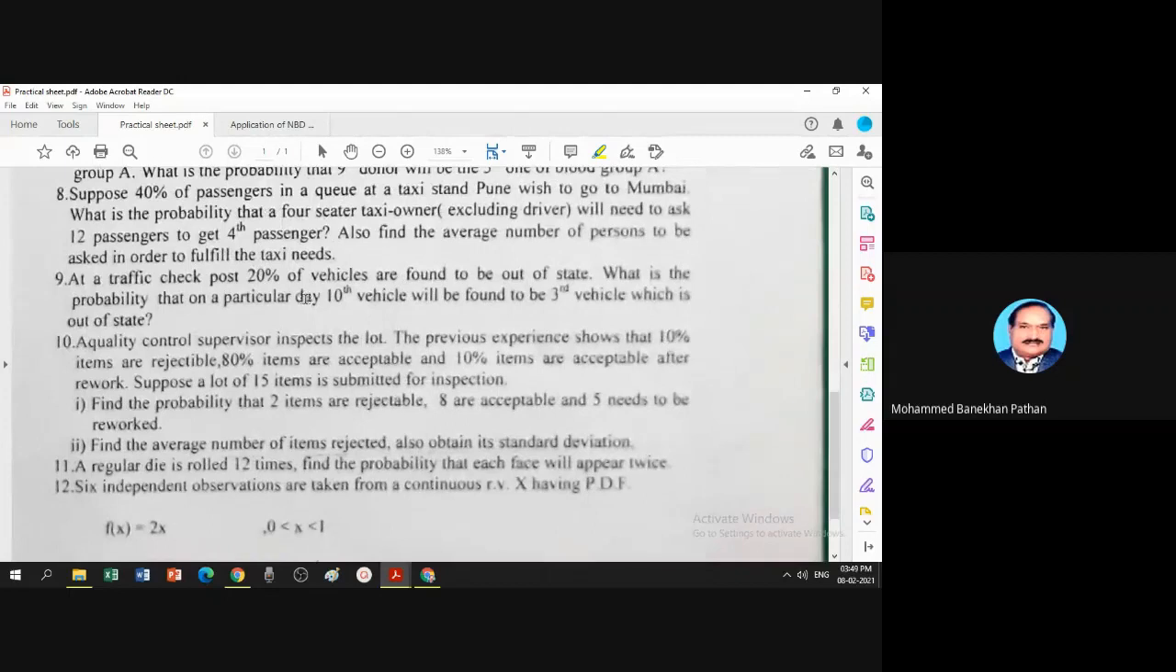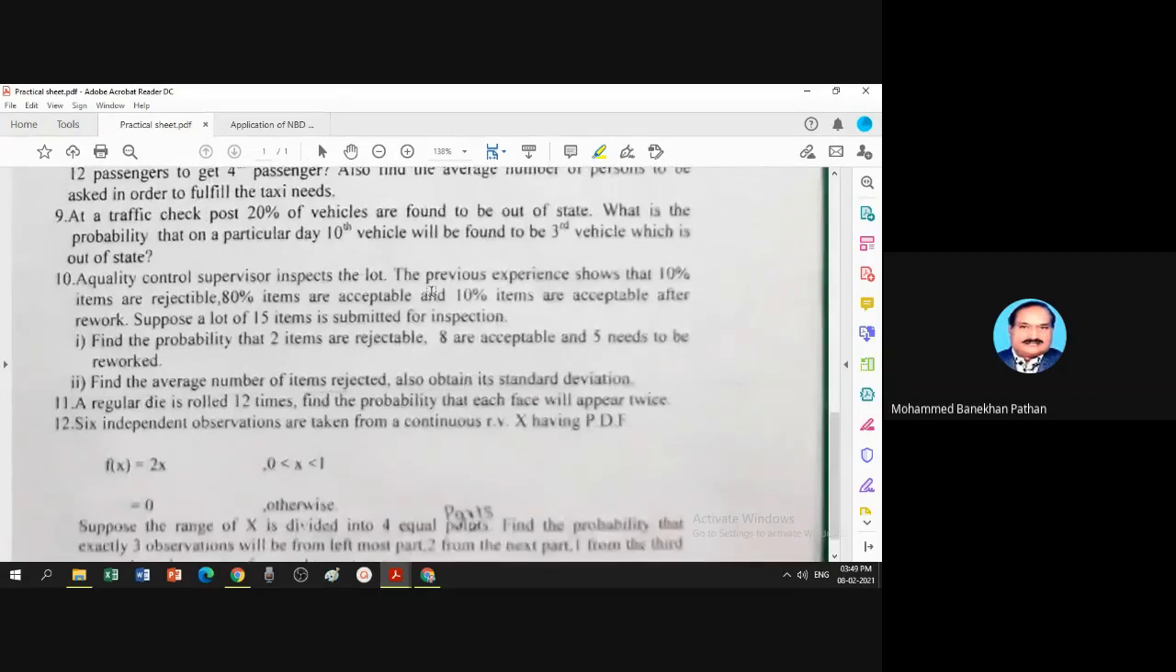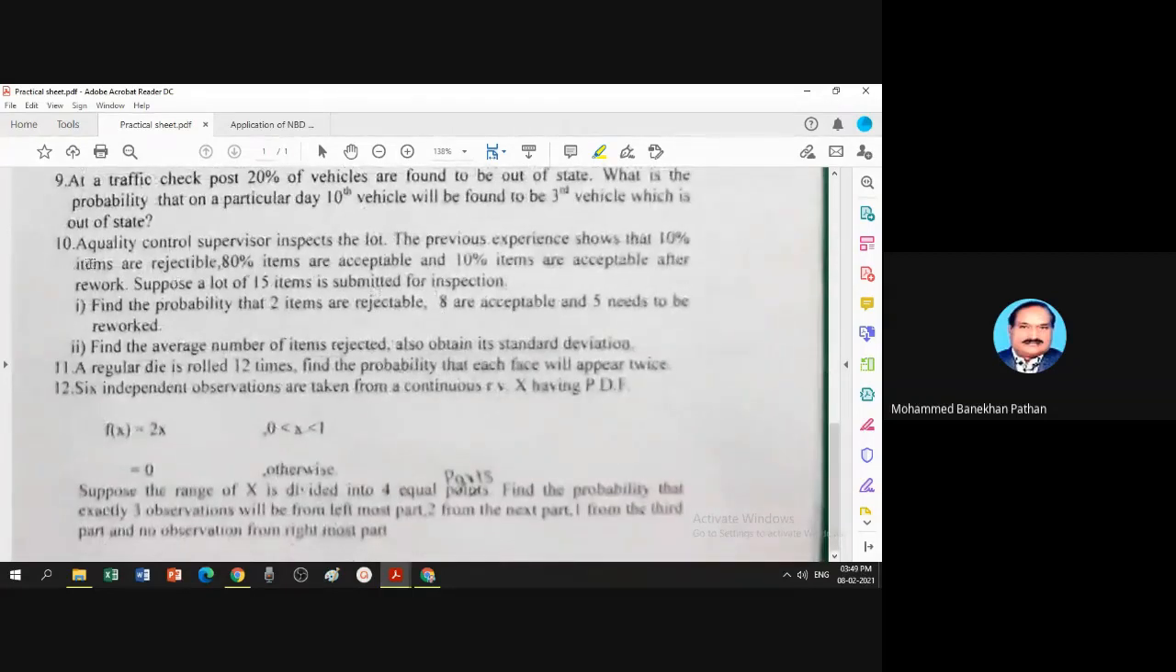And today we are going to study applications of multinomial distribution. That will be the end of your practical. Let us try to read the question and see what the question says.